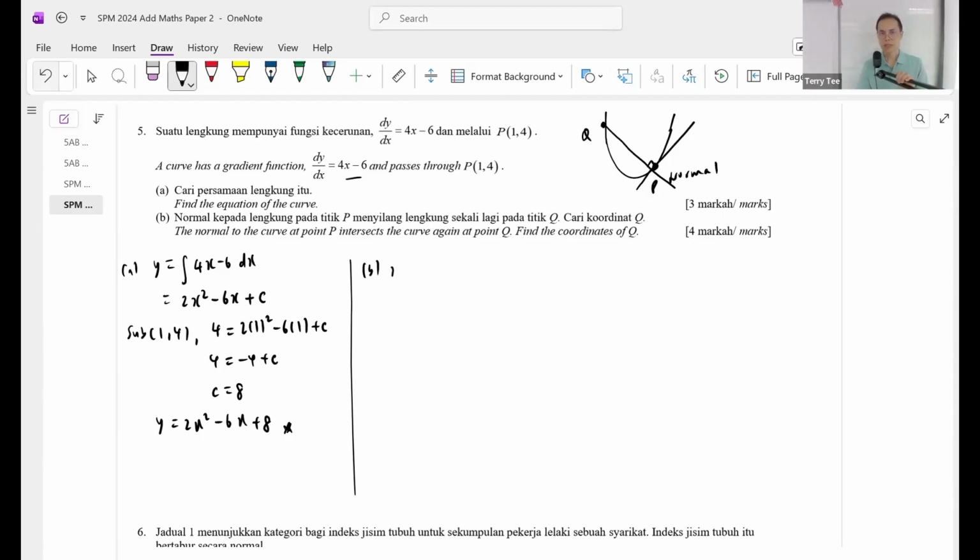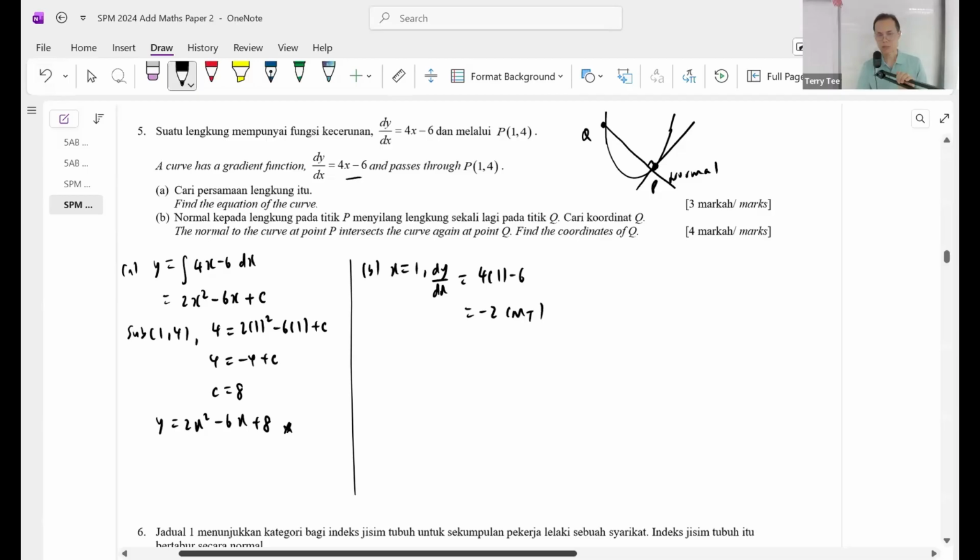So let's begin by finding the gradient of the tangent. We substitute x with 1. Your dy/dx is 4 times 1 minus 6. That gives us negative 2. This is your gradient of tangent. I write m_T to indicate that it is the gradient of tangent. Your tangent times normal is always negative 1. Therefore, your normal gradient is now 1 over 2.